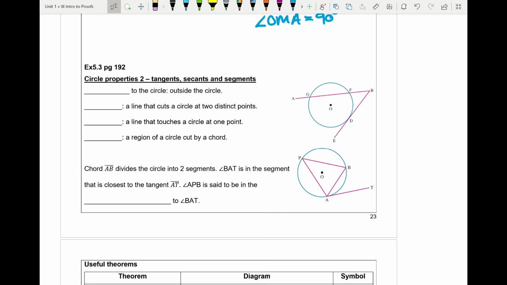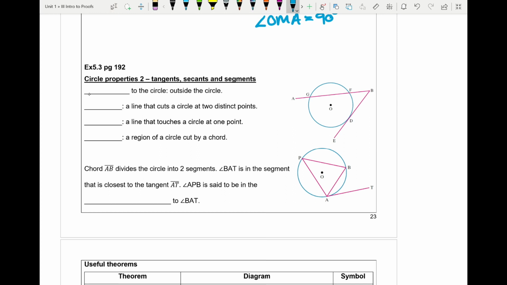In this video, we're continuing on with circle properties, looking at some more ideas, for instance, tangents, secants, and segments, as well as looking at some further theorems of circle geometry. So starting off, we have these four new ideas that we want to look at. We've got secant, tangent, segment, and then also this idea of being external to the circle.